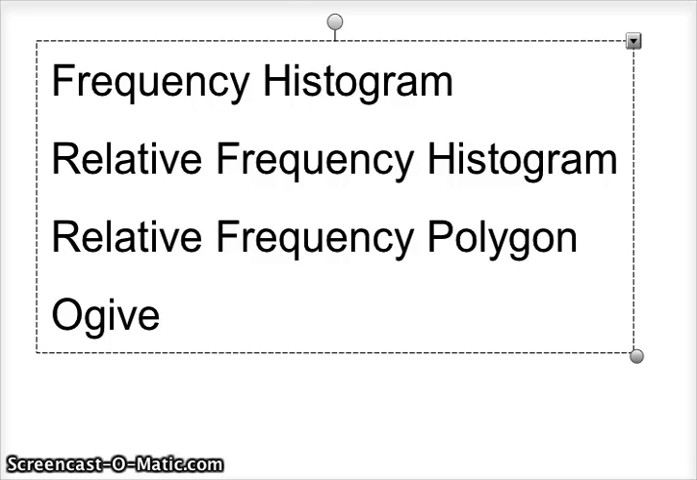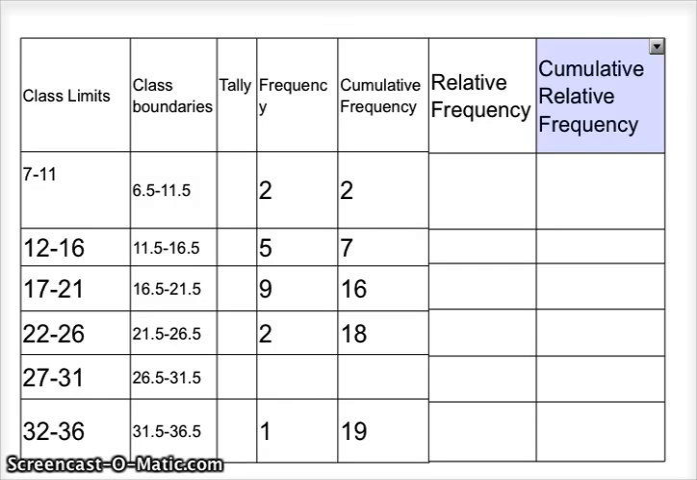All right, so now we're going to go ahead and graph our data with a frequency histogram, relative frequency polygon, and an ogive. So this just gives you a brief overview of what the difference is between the four. We've got a table of data we've already been working with in the previous problem. We have a frequency distribution, and here it is from the previous problem.